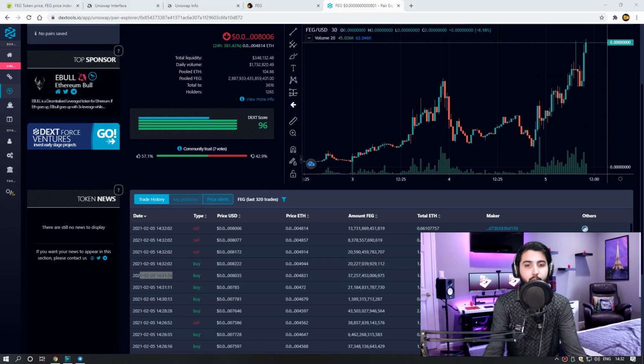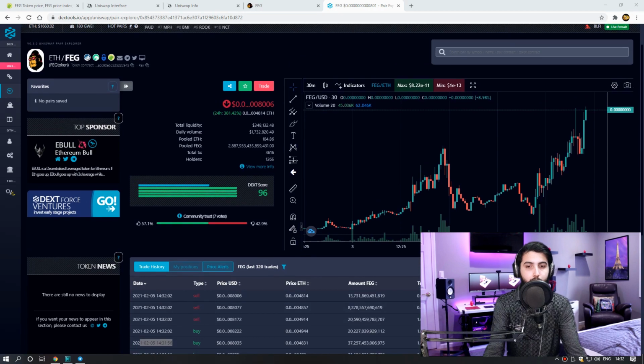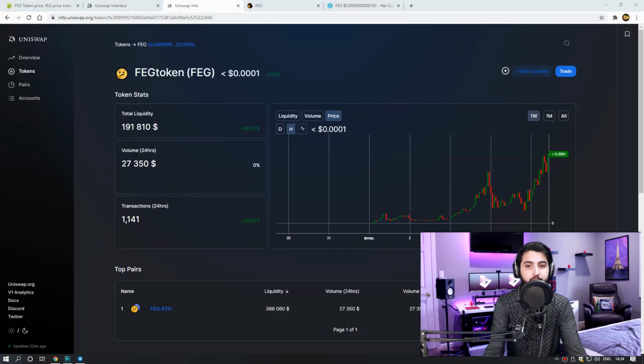Now let's look at liquidity on Uniswap. Total liquidity is $156,293. 24-hour trading volume is $1,083,900. I think it's very nice.